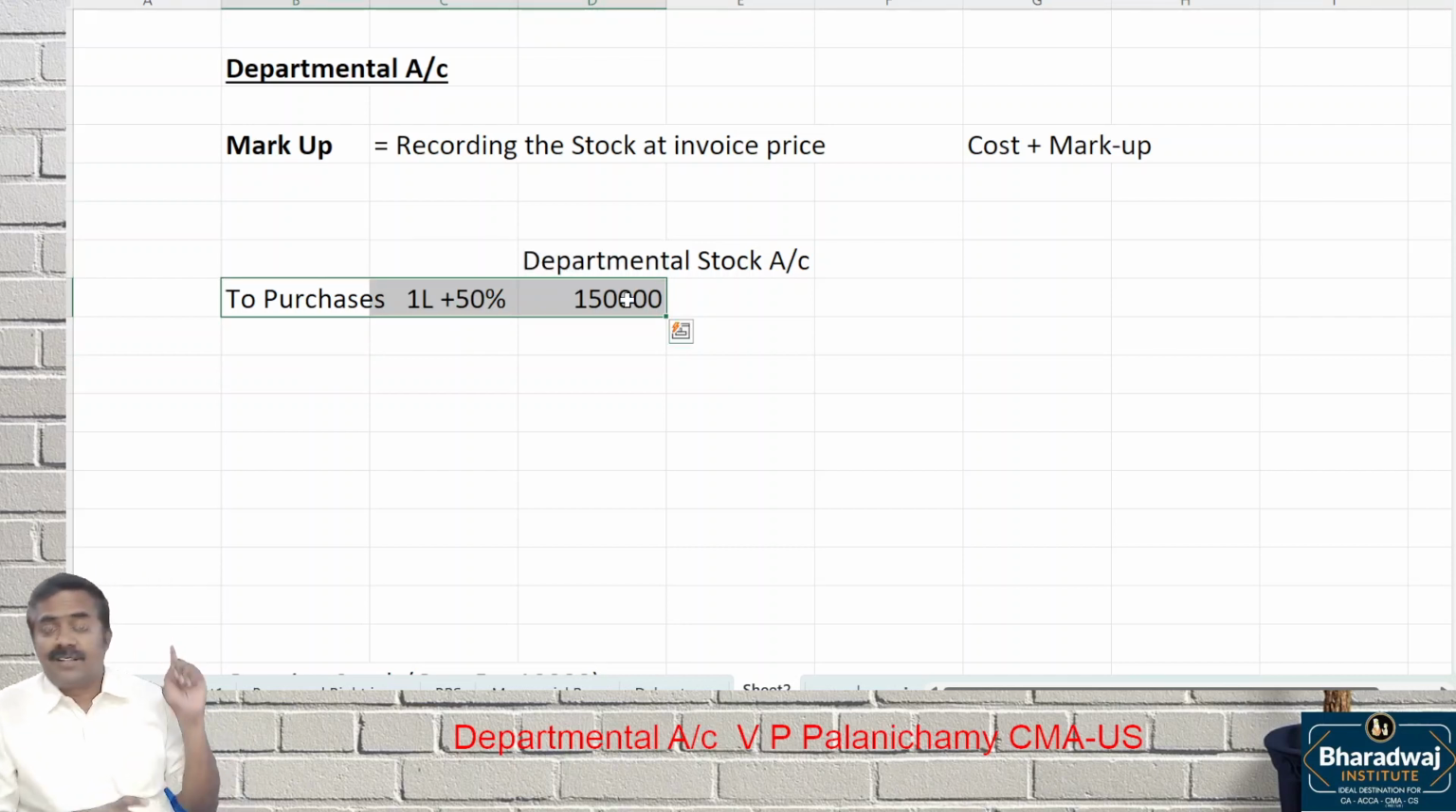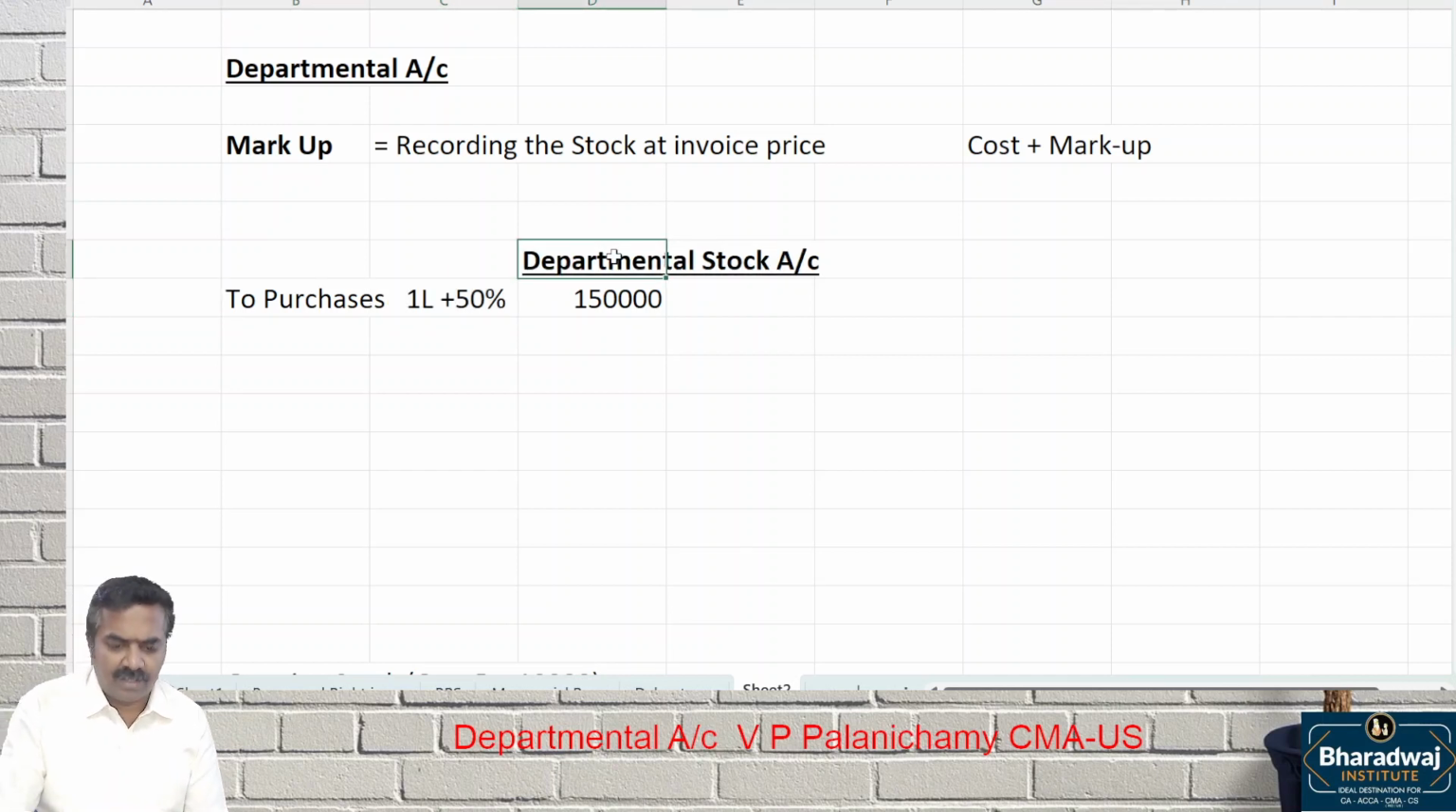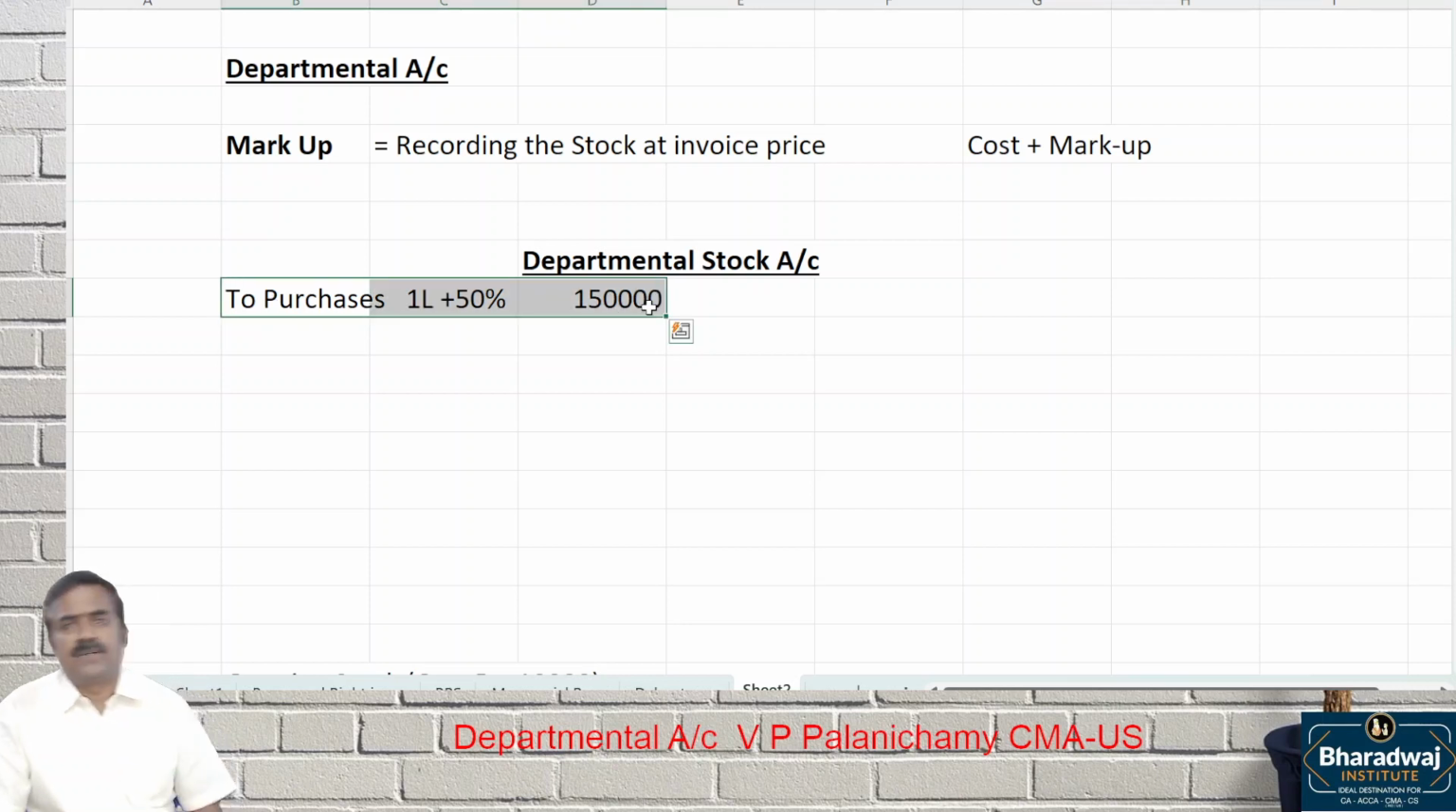Please remember, this is not your regular books of accounts, not part of your trial balance, not part of your regular journal. Journal will be passed for purchases for only 1 lakh. But in the memorandum stock account alone, they are going to record at 1,50,000. Why?